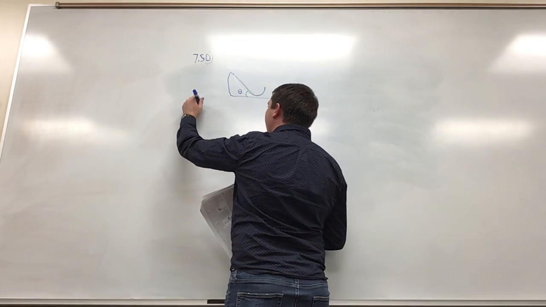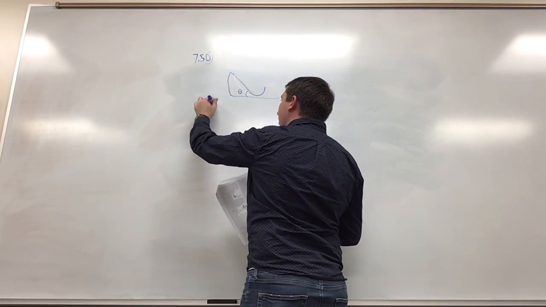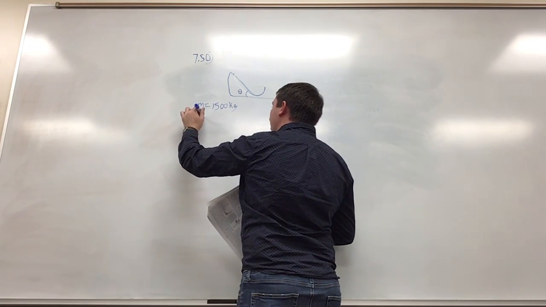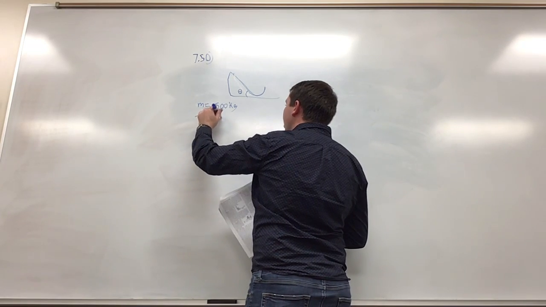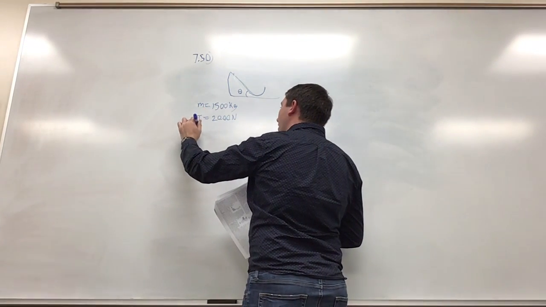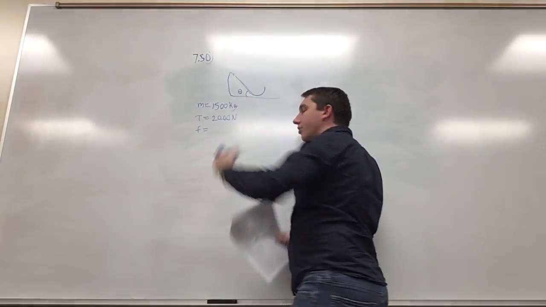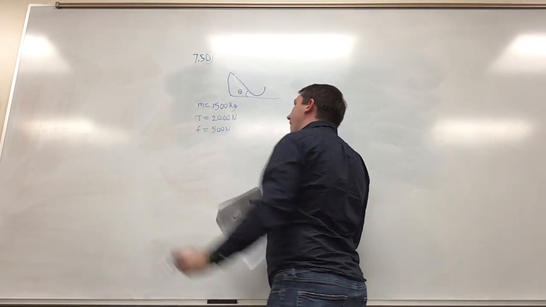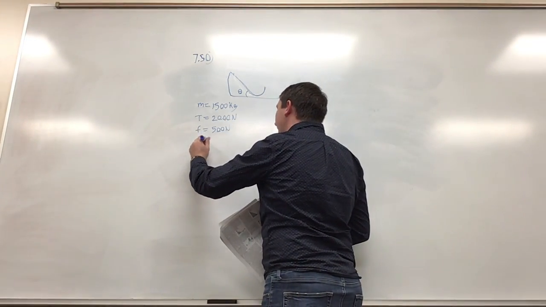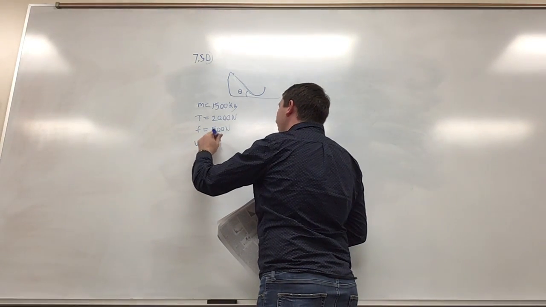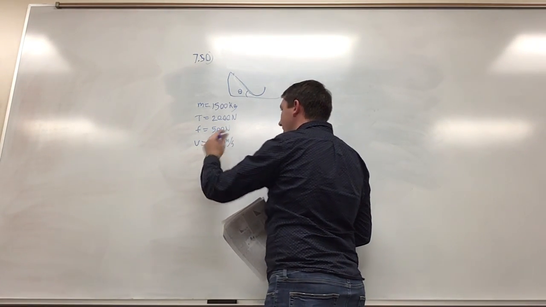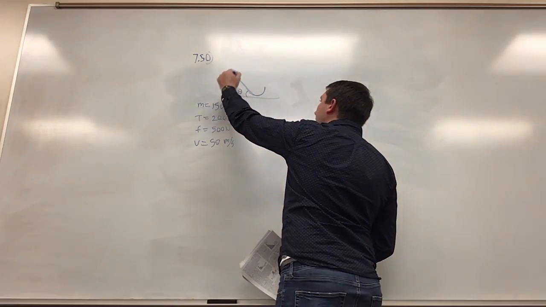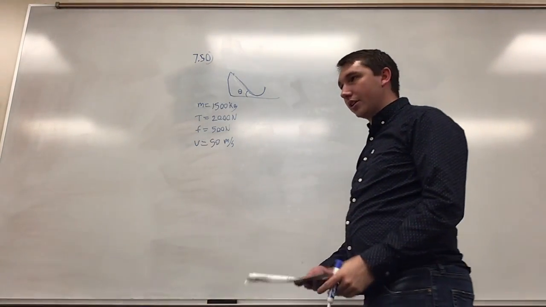So we also know that the rocket has a mass of 1,500 kilograms. We have a force of thrust from the engine that is equal to 2,000 newtons. Force of friction of the rocket going along the ramp is equal to 500 newtons. And we need a velocity upward that's going to be equal to 50 meters per second. And we want to know how far up the ramp we need to start.